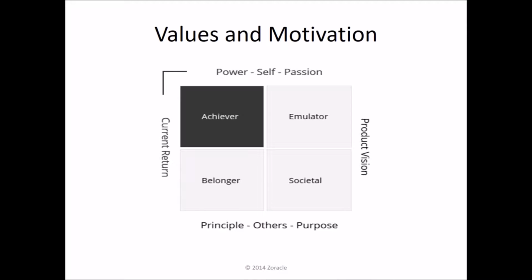To the other side, the other vertical part, you'll see that the emulator and the societal is more driven by vision or the product. So these are much more innovative folks. So they're very interested in the product or the service that the franchisor is offering. The achiever, the belonger, less concerned about the product or the service that the franchisor is providing. They're interested in, am I going to make my money back, and how quickly can I do that?